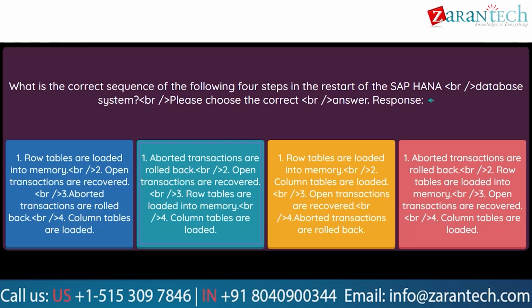3. Row tables are loaded into memory, 4. Column tables are loaded. Option 3: 1. Row tables are loaded into memory, 2. Column tables are loaded, 3. Open transactions are recovered, 4. Aborted transactions are rolled back. Option 4: 1. Aborted transactions are rolled back, 2. Row tables are loaded into memory, 3. Open transactions are recovered, 4. Column tables are loaded.